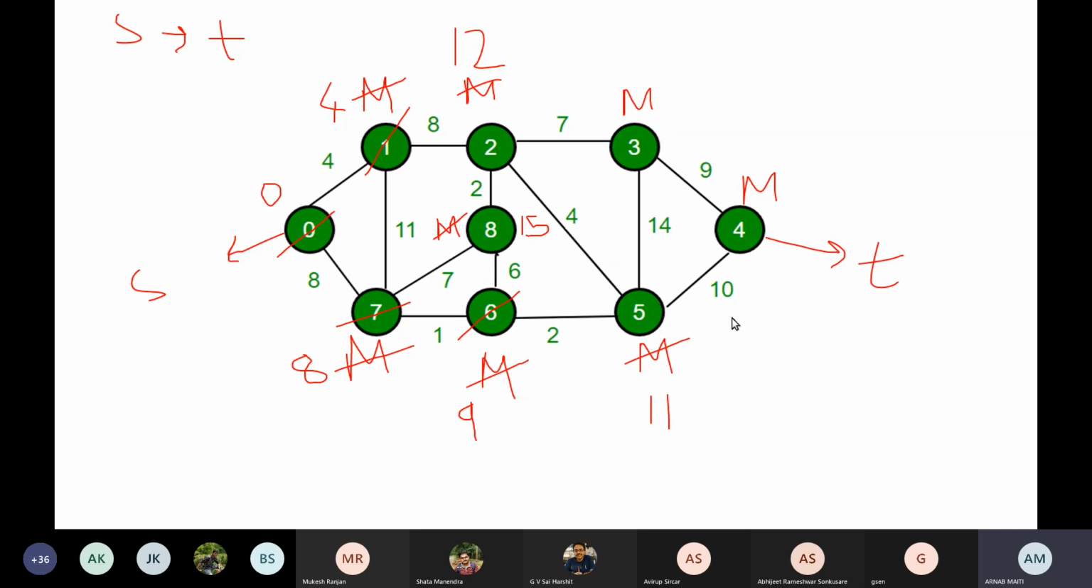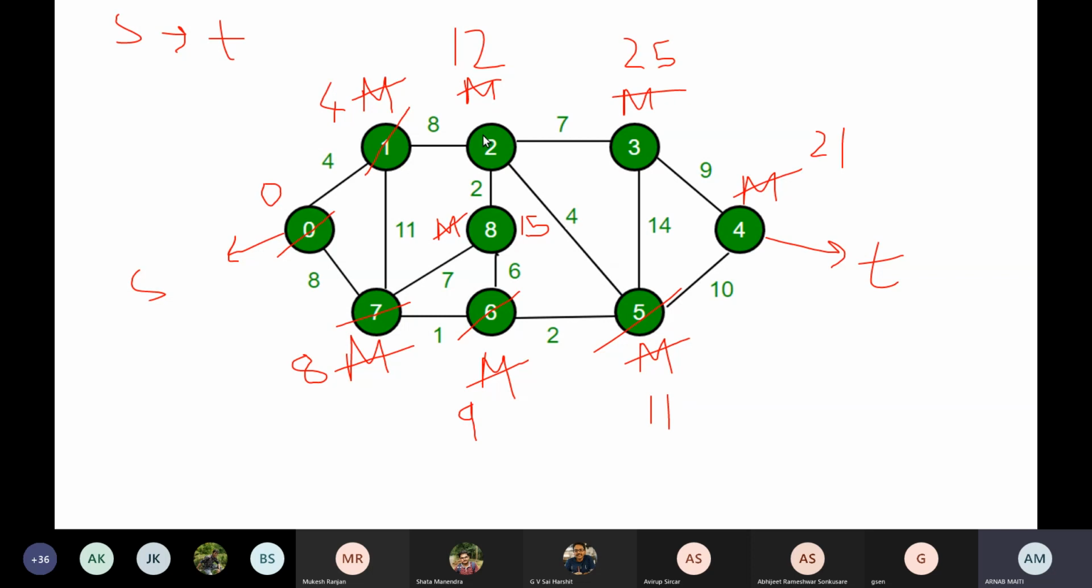11 plus 10 is 21, so we'll replace M by 21. And 11 plus 14 is 25, so we'll replace M by 25. And 11 plus 4 is 15. But 15 is actually more than 12, so we'll not do anything to this 12 here. We have explored everything, so we'll strike this out.